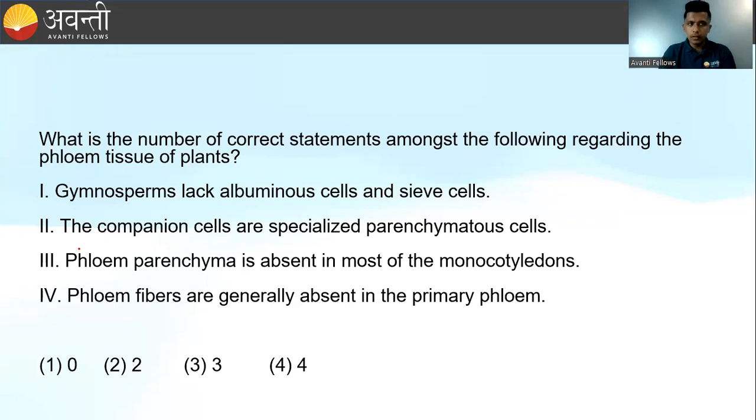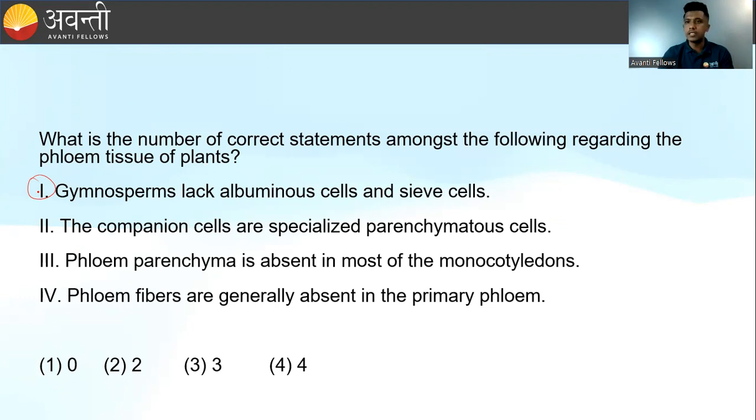Next one. Which of the following statements regarding the phloem tissue of plants are correct? Gymnosperms lack albuminous cells and sieve tubes. The companion cells are specialized parenchymatous cells. Phloem parenchyma is absent in most of the monocotyledons. Phloem fibers are generally absent in primary phloem. When we talk about the characteristic features of phloem, the first statement, that gymnosperms lack albuminous cells and sieve tubes, is actually wrong. They do have albuminous cells and they have sieve tubes. So our first statement is wrong.